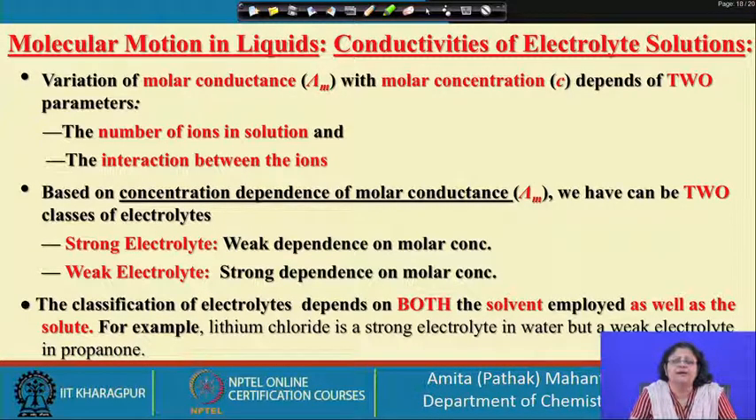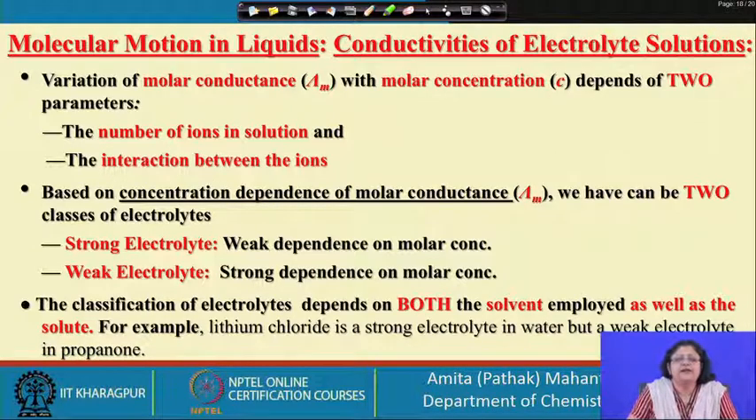Variation of molar conductance, that is lambda, with molar concentration. How a particular electrolyte is going to behave with the change in molar concentration is one of the criteria to distinguish the type of solute system or electrolyte system you have. The variation is going to depend on the number of ions in solution and the interaction of the ions between them in the solution medium.